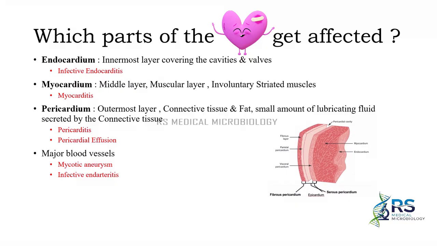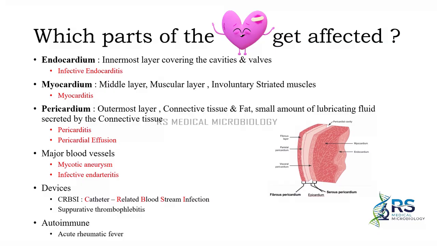Apart from that, the heart is supplied by major vessels coming in and out, so you can have a mycotic aneurysm or infective endarteritis. In the same way, when there are some devices involved, that's called catheter-related bloodstream infections and suppurative thrombophlebitis. Finally, you have the autoimmune one, which is acute rheumatic fever.